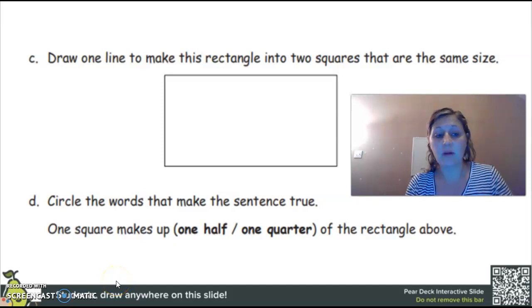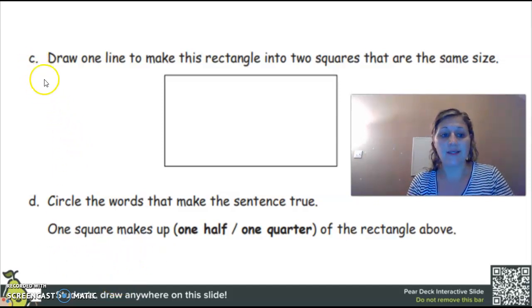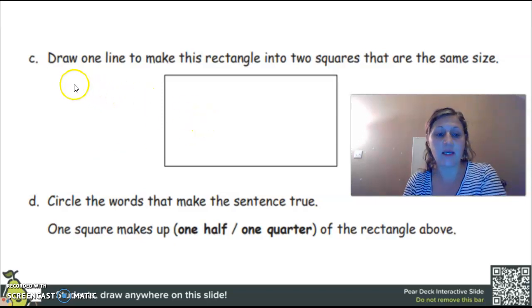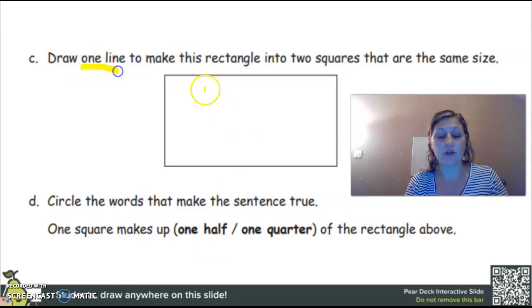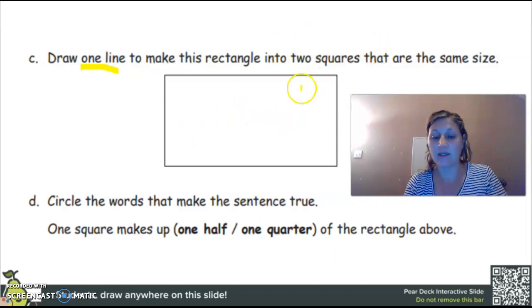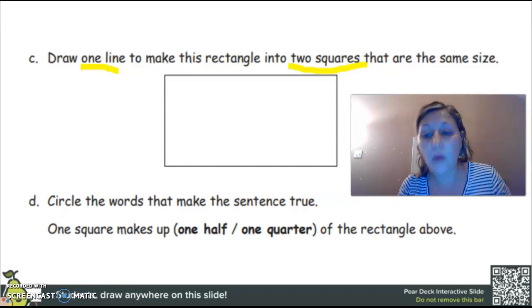This next part of problem 7, part C and D both go together. Listen to the instructions. It says, draw one line to make this rectangle into two squares that are the same size. So listen again. You're going to draw one line. So you're only going to draw one line in this rectangle, and it wants you to make two squares that are the same size.